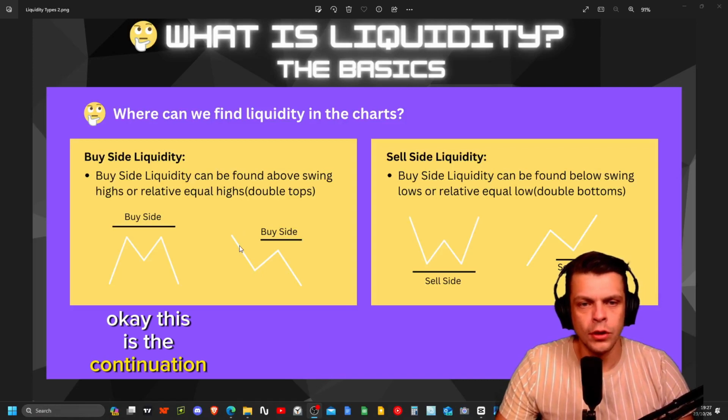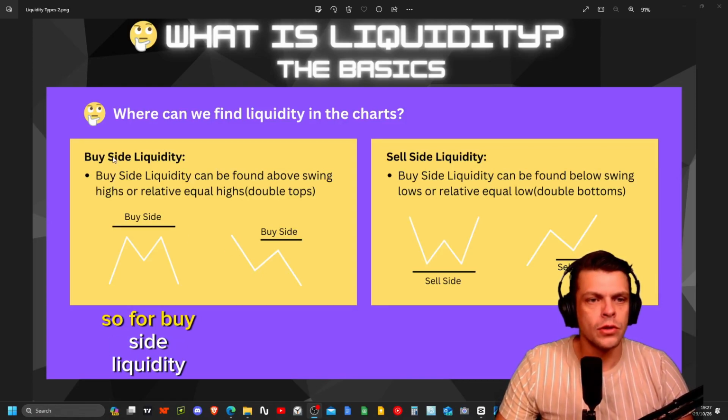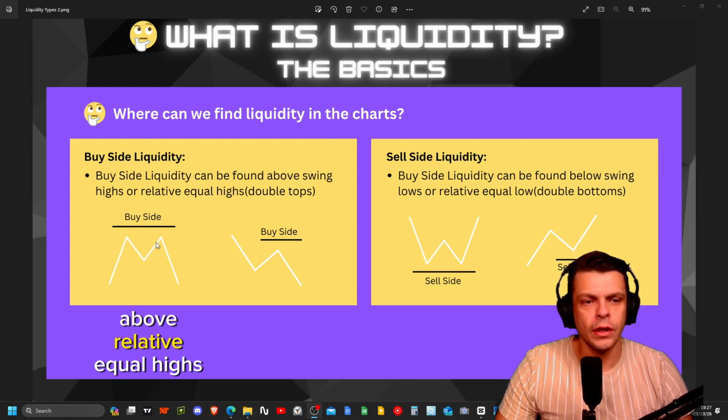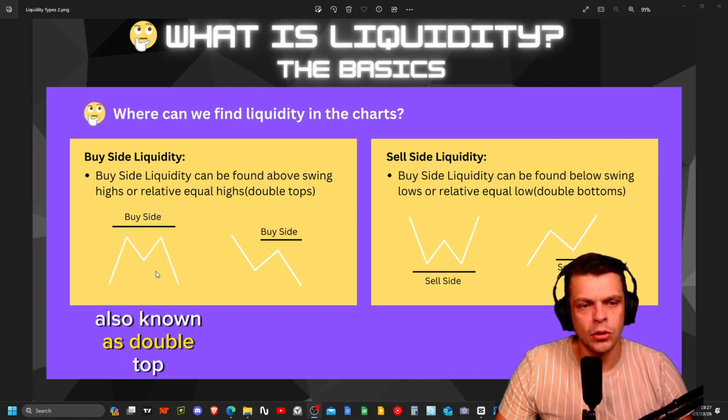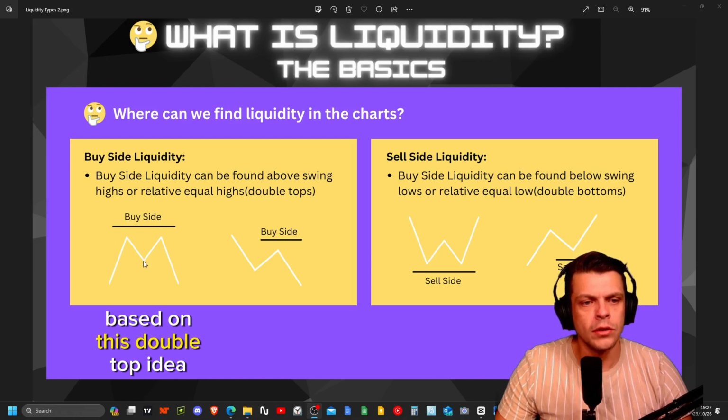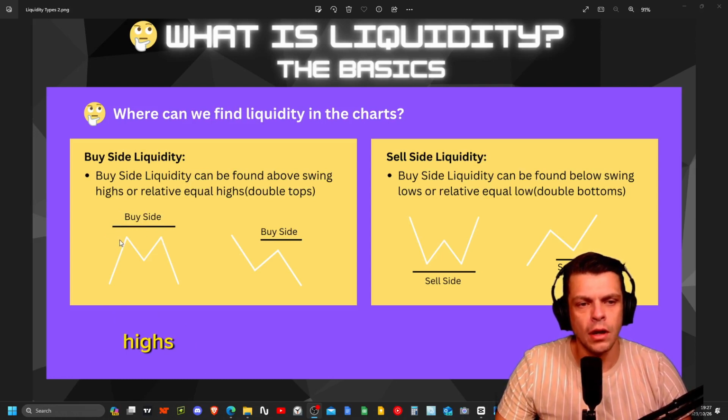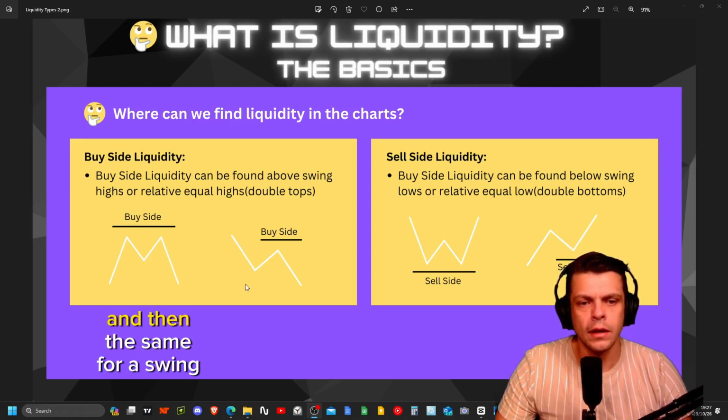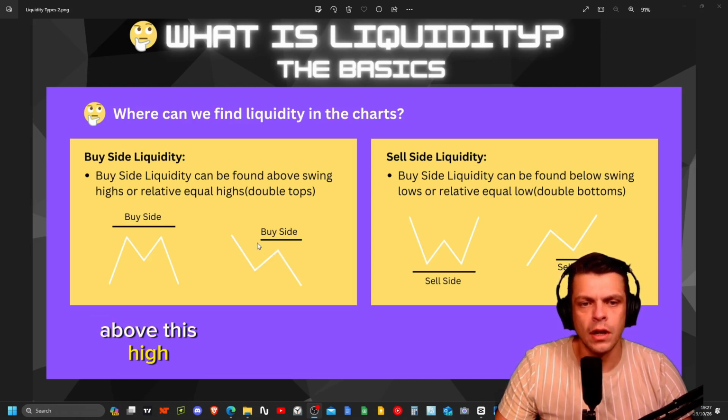Okay, this is a continuation from the previous slide. So buy side liquidity can be found above relative equal highs, also known as double top. If a trader goes short based on this double top idea, it's very likely that the stop loss for that position will be placed above these highs, so somewhere in that area. And then the same for a swing high. If somebody goes short right here, it's very likely the stop will be placed above this high. So that is where you find the buy side liquidity.